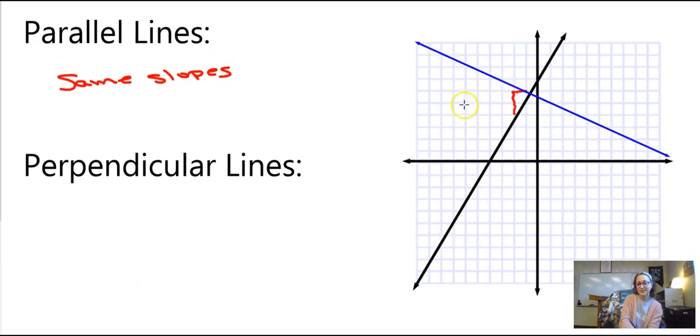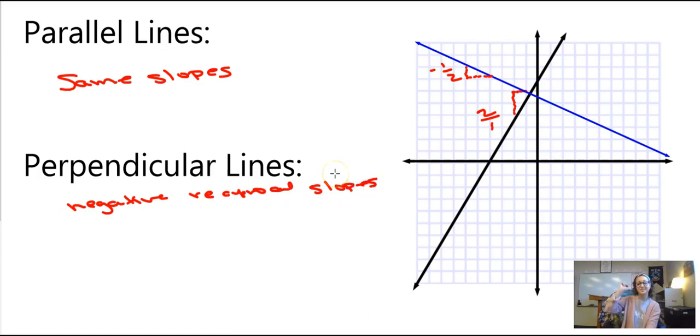Now if I draw a perpendicular line, hopefully you can see these two are perpendicular. Notice that this time I went down 1 to the right 2. So my original had a slope of 2 over 1. My perpendicular has the negative reciprocal of that, which is negative 1 over 2. So perpendicular lines, their slopes are negative reciprocals of each other. In other words, flip and change the sign.